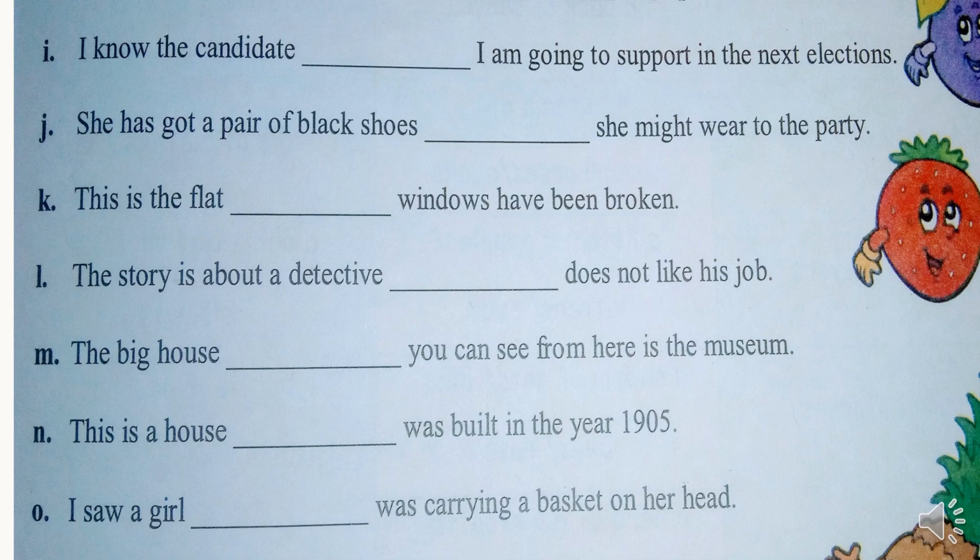Part K. This is the flat dash windows have been broken. In this sentence, windows belong to the flat. So you have to use the relative pronoun that we use to show possessions or belongings.